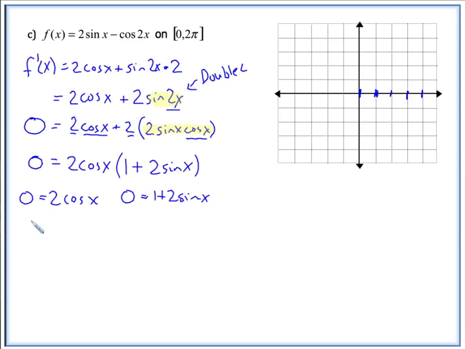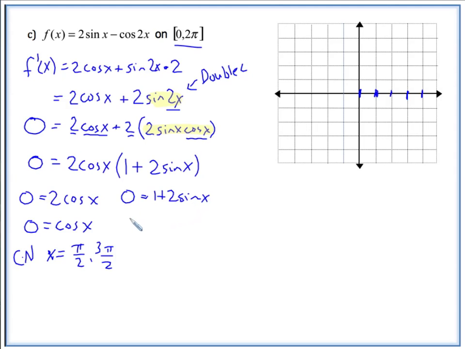Okay, so solving this one, we can get rid of the 2. So where does cosine x equal 0 on this interval? Well, you got to take a look at your unit circle again. And it turns out that it happens when x equals pi over 2, as well as 3 pi over 2. So again, check out the unit circle and you'll get that. Now, are these values in the domain? Yes, they are. So these are some critical numbers right here. Let's check out this other one.